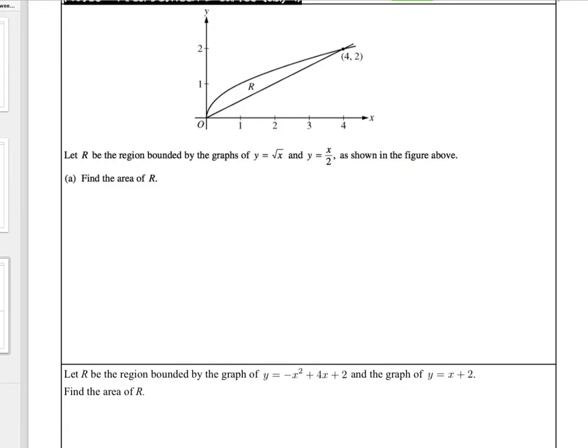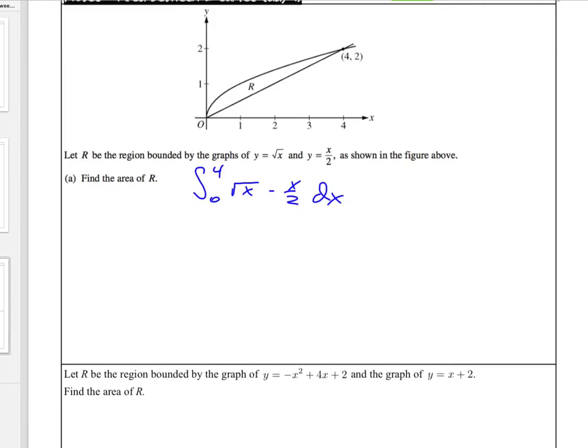Integral 0 to 4 square root of x minus x over 2 dx. Very good. That integral finds the area of region R. How do you know which one's the top and bottom? Great question. How do you know which one's on the top and which one's on the bottom?